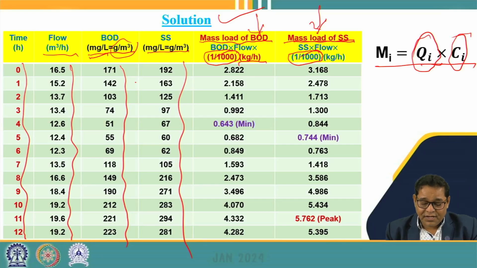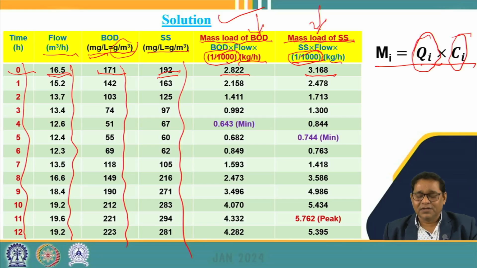So now if we want to calculate the mass loading rate of BOD in kg per hour for zero time period, this flow multiplied by this BOD level and then divided by 1000 will give us the value of 2.82. And similarly, if we multiply this flow with the suspended solid concentration and divide by 1000, it will give us the mass loading rate due to suspended solids in terms of kg per hour.